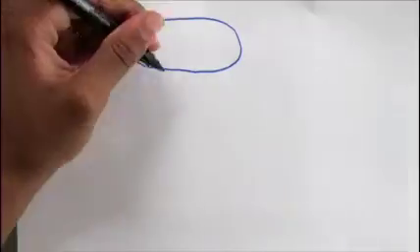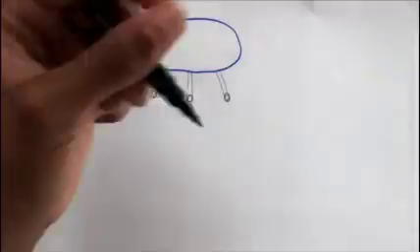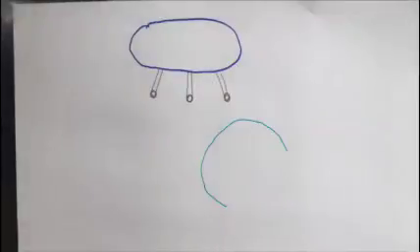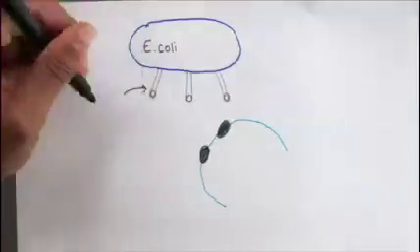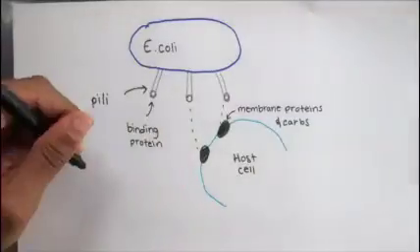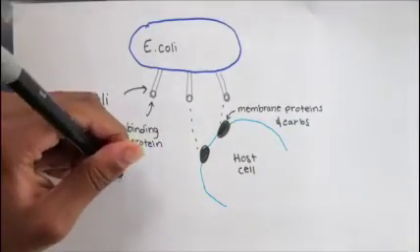Pili on the E. coli adhere to specific carbohydrates on receptors and begin to invade the cells of the bladder lumen. This single bacteria then divides and forms an intracellular bacterial community, or an IBC.